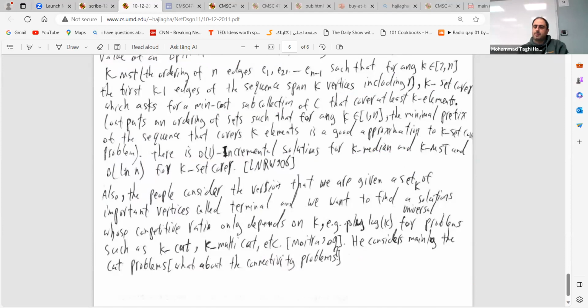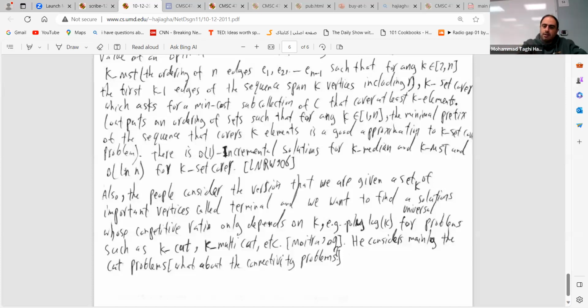As I mentioned, people have also considered, instead of K-MST, the K-Steiner tree. That would be a bit different, and then you only care about the terminals. You don't care about all vertices, only about these terminals. And for that also, they got some universal solutions: an incremental solution for the terminals that are given.